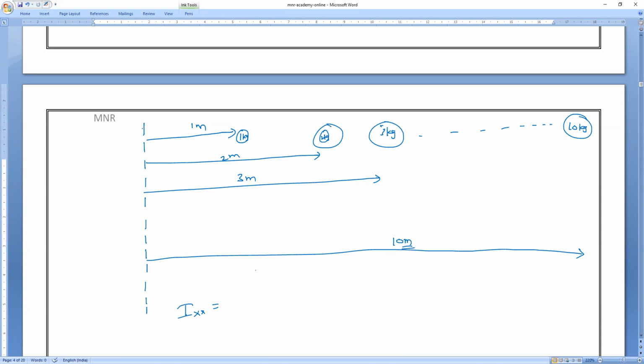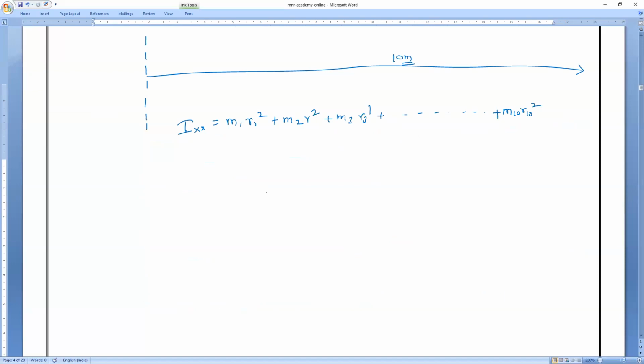So what is the formula? We have studied that. I equals M1 R1 square plus M2 R2 square plus M3 R3 square plus and so on. Till here 10, so the last term will be M10 R10 square. Are you clear, everybody? Can you understand?